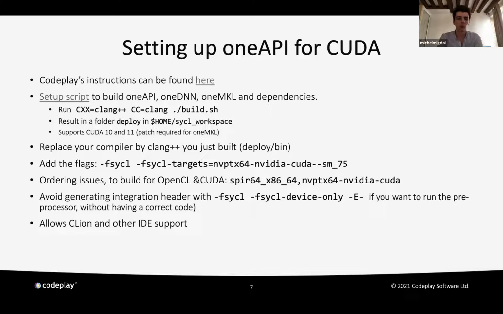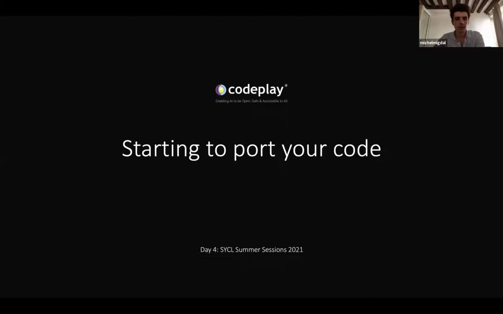Finally, if you need to have a preprocessed output, you need to pass the flag SYCL device only to avoid having the device compiler run, because if you try to get a preprocessed output from the compiler, it will contain the integration header that requires your code to be right and syntactically correct, which is not the case if you are writing in an IDE. So with JetBrains, we were able to find out the bug, and so now we have IDE support almost anywhere with all the SYCL things.